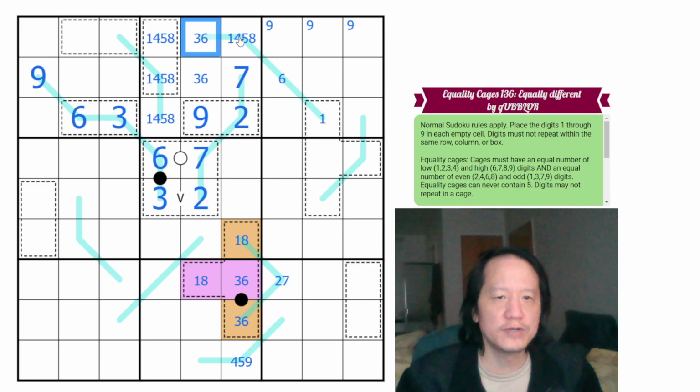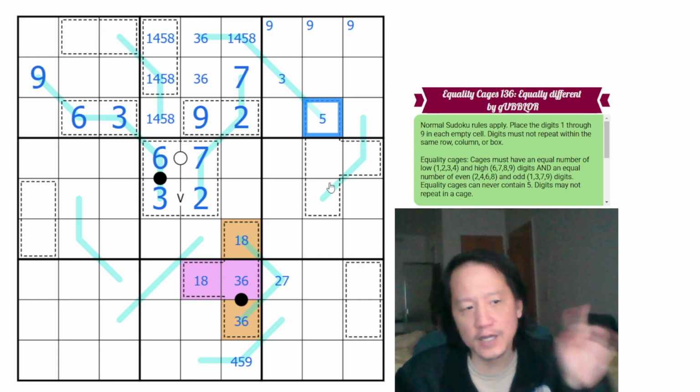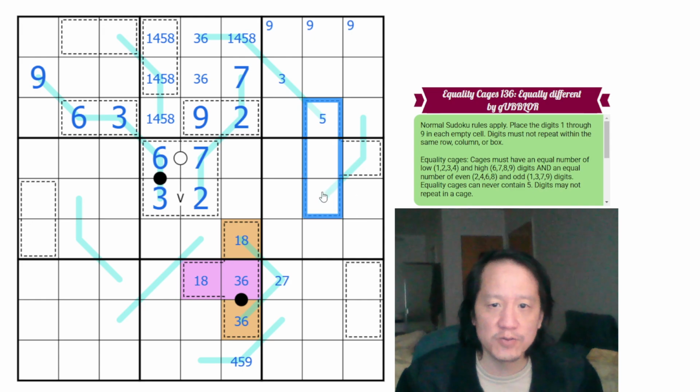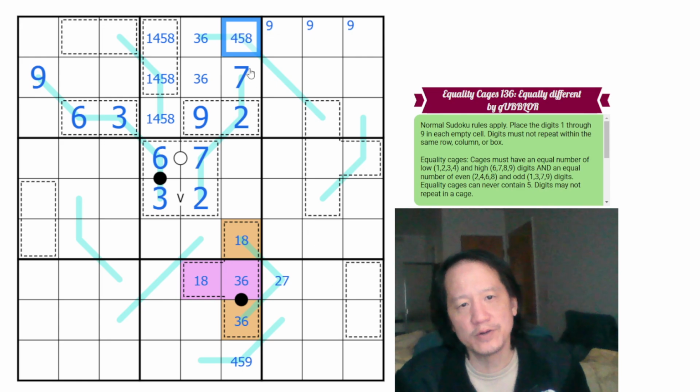So if this is 3, if you had 6, 1, if you had a 1 here, actually it could be 3, 1. Okay, wait, cannot be. It would be 3 and 1, my apologies. So then this would be 3, and this would be 5, which is not allowed, because 5 can never be in an equality cage. Therefore, this cannot be 3 and 5, so this can't be 1. So this 1 is not allowed here.